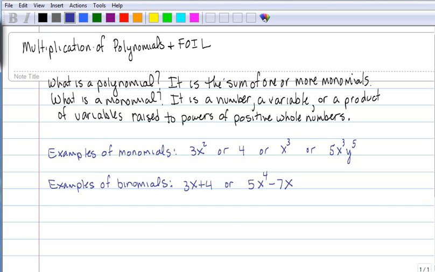What about trinomials? A trinomial, like the term says, tri, has three terms. So here are two examples of trinomials, and again, notice how the exponents are not negative fractions or decimals. So in this section, that's what we're going to do. We're going to multiply all of these monomials, binomials, and trinomials together. So let's go ahead and do that.